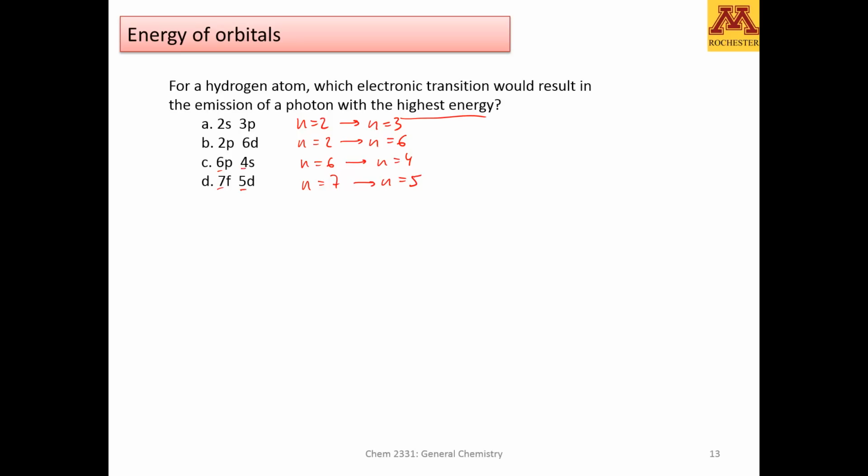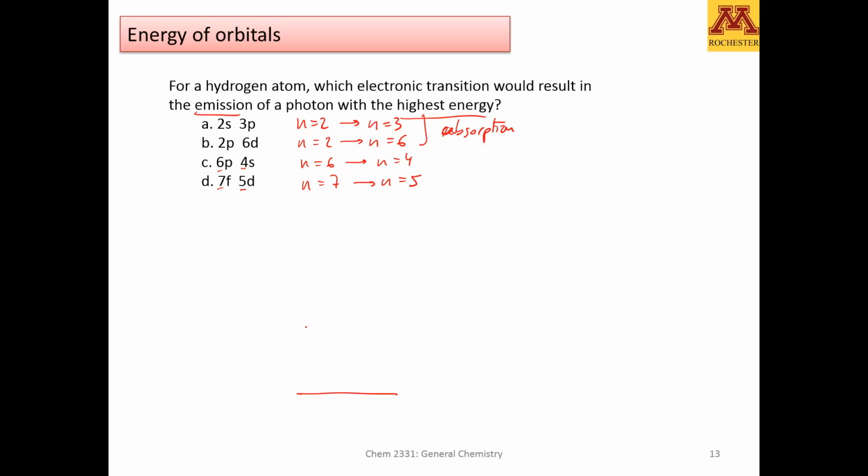These are the principal quantum numbers, and I remind you that the energy depends only on that number. So first of all, it talks about emission. To emit a photon, the atom must lose energy. So it means it has to go from a higher level to a lower level. These two transitions would imply absorption, not emission. So we can cancel them out. Notice that there is a jump of two levels from 6 to 4, and a jump of two levels as well from 7 to 5.